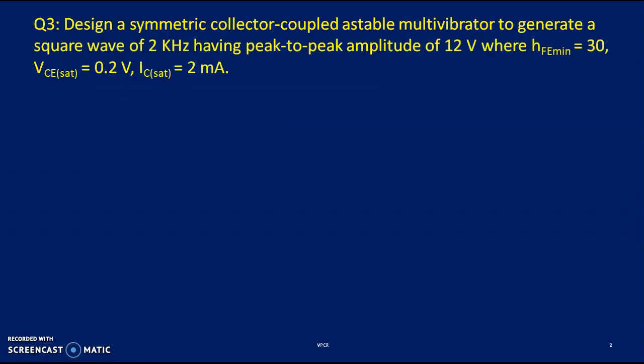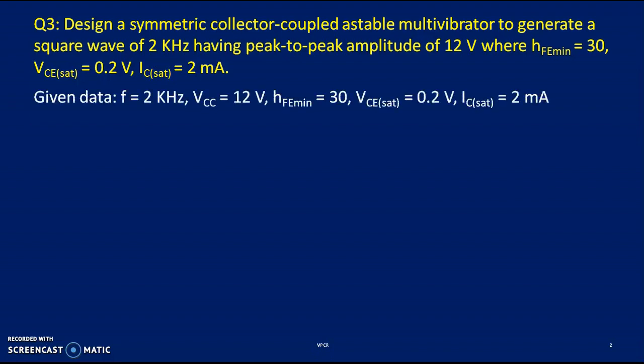Okay, so here is the problem. Design a symmetric, it is not asymmetric. Design a symmetric collector coupled astable multivibrator to generate a square wave of 2 kHz having peak to peak amplitude of 12 volts, where hFE minimum equal to 30, VCE SAT equal to 0.2, IC SAT equal to 2 milliamperes. So here the first step is we need to write down the given data.